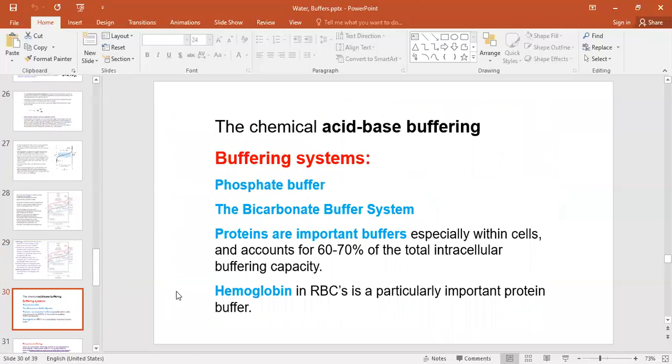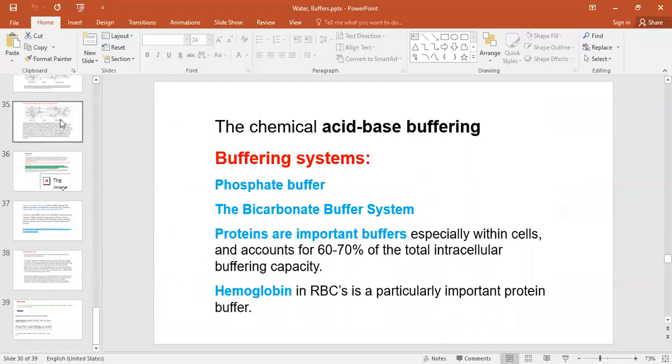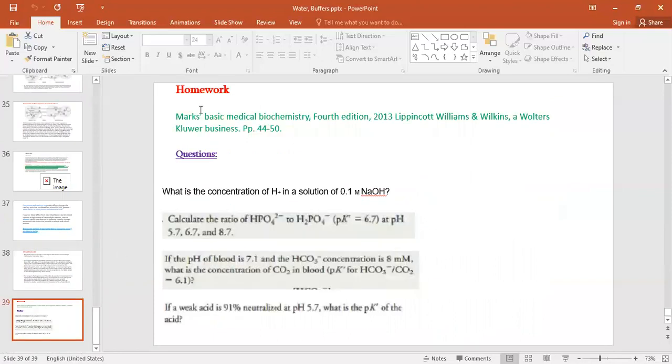Now let's discuss the chemical acid-base buffering. These are the phosphate buffer, the bicarbonate buffer system, and proteins, which play a very important role in our cells. This presentation contains all the buffering systems acting inside these cells, and the last slide contains information necessary for preparing this material and contains questions.